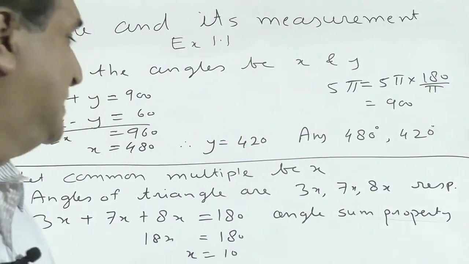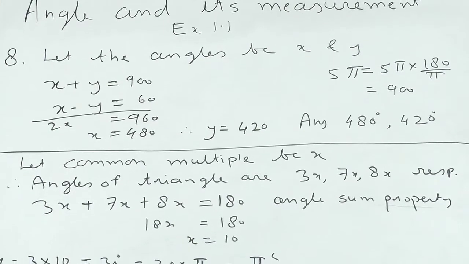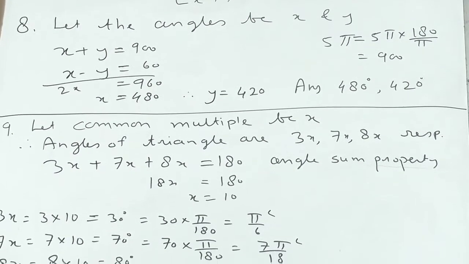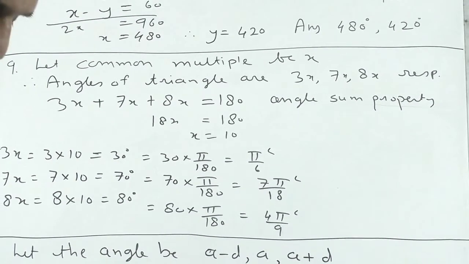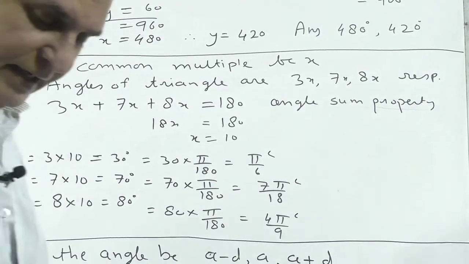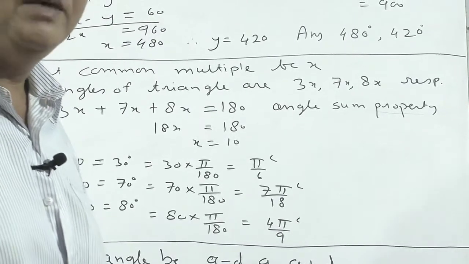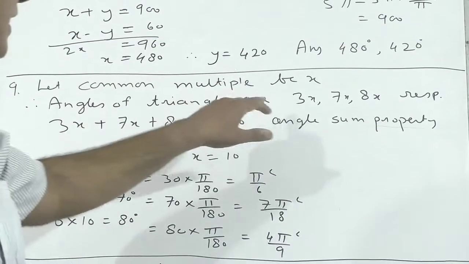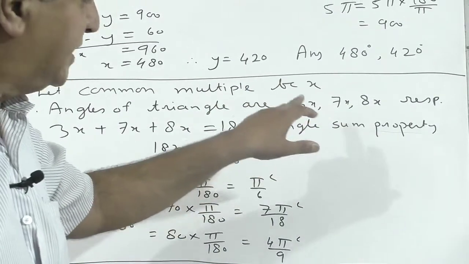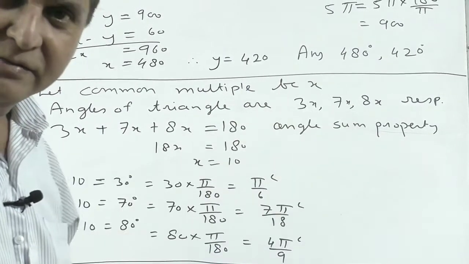Okay, sum 9. The measures of angles of a triangle are in the ratio 3:7:8. When ratios are given, there must be a common multiple. So let the common multiple be x. So the angles of the triangle are 3x, 7x, 8x, because the ratio is 3:7:8.